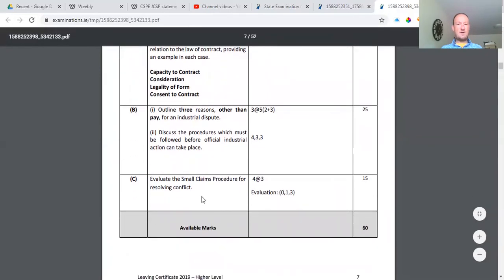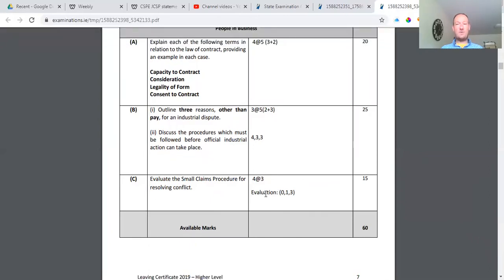Evaluate the small claims procedure for resolving conflicts. Again, the pros and cons, evaluate's a very important question. And then at the end, also, in addition to pros and cons, put a title at the bottom, underline and call it evaluation, and give your overall opinion on what you think. Do you think it's a good procedure? Do you think it's a good court? Why? Okay, so it's 15 marks going for that.